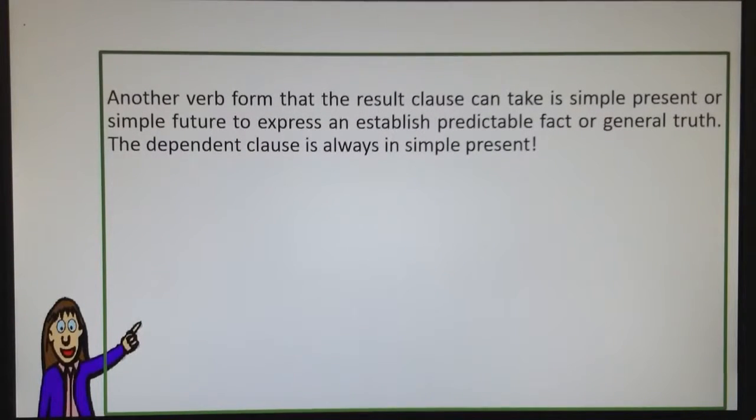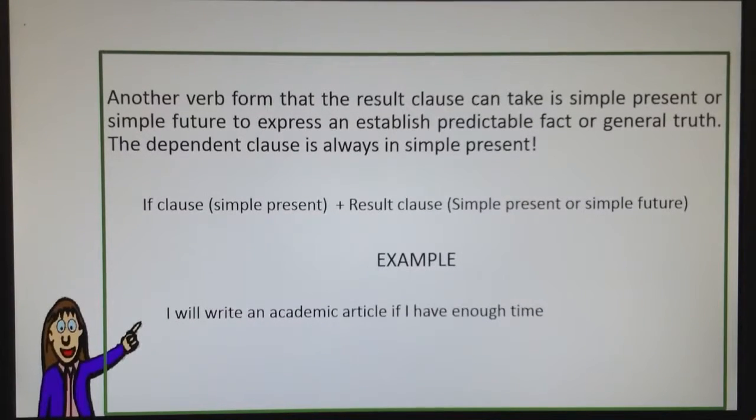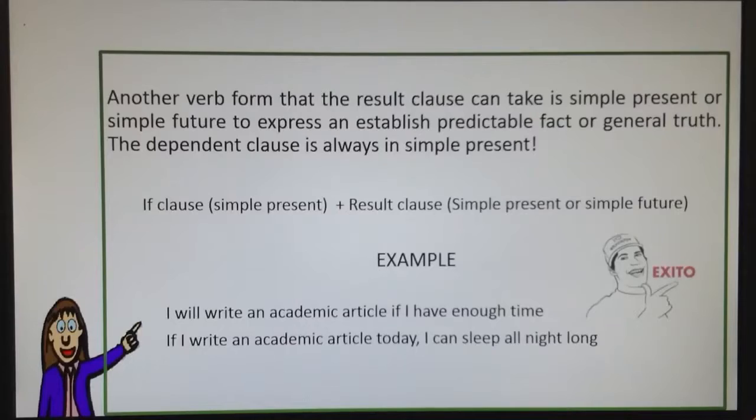Another verb form that the result clause can take is the simple present or simple future to express an established, predictable fact or general truth. Remember, the dependent clause is always in simple present. If clause simple present plus result clause simple present or simple future is like a formula. For example, I will write an academic article if I have enough time. If I read an academic article today, I can sleep all night long.